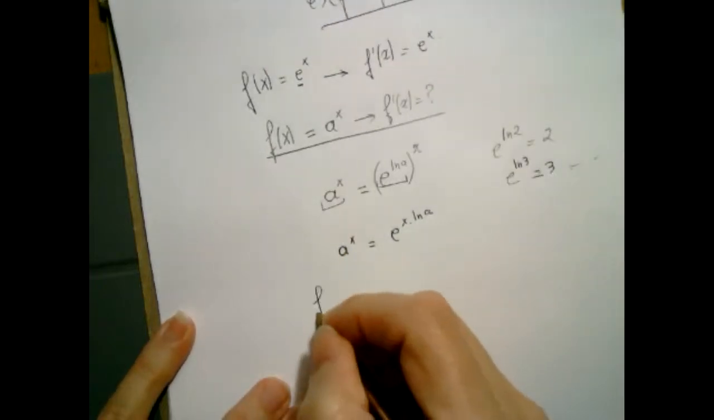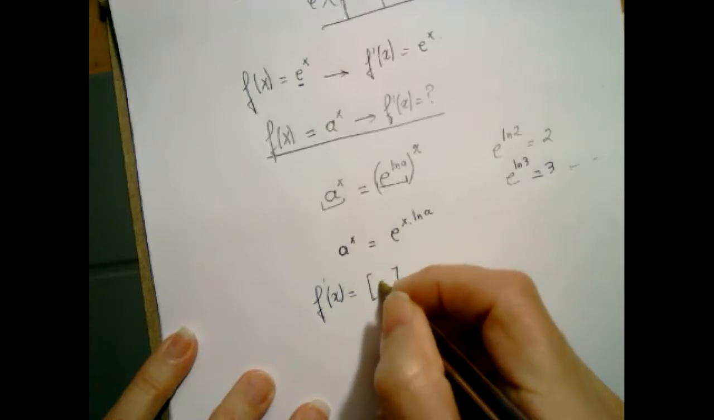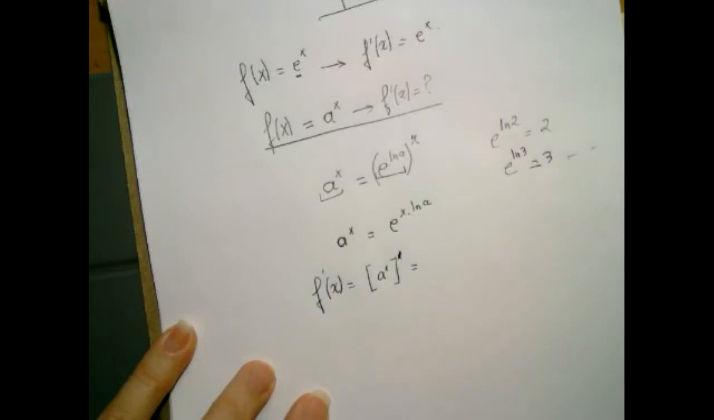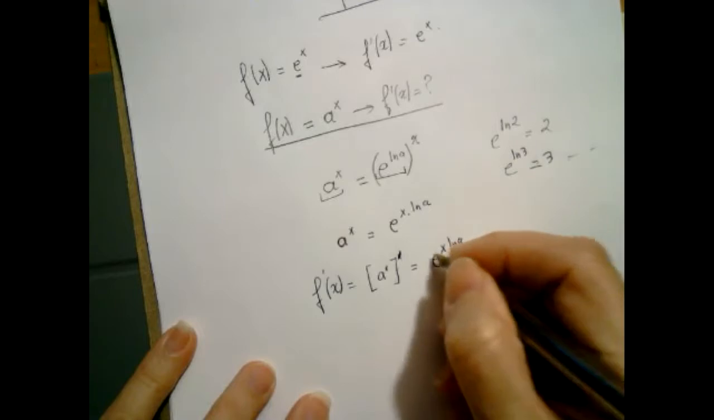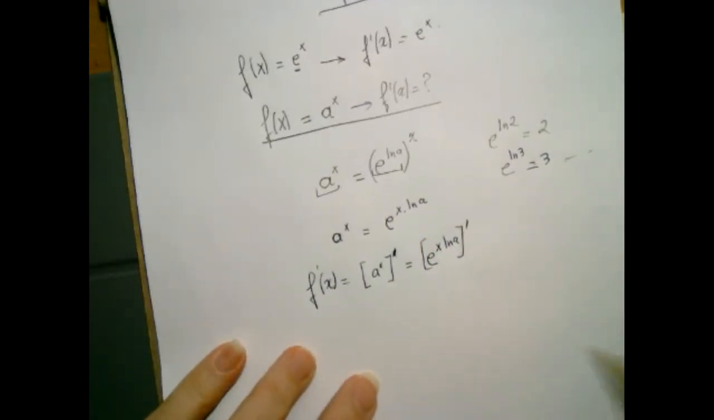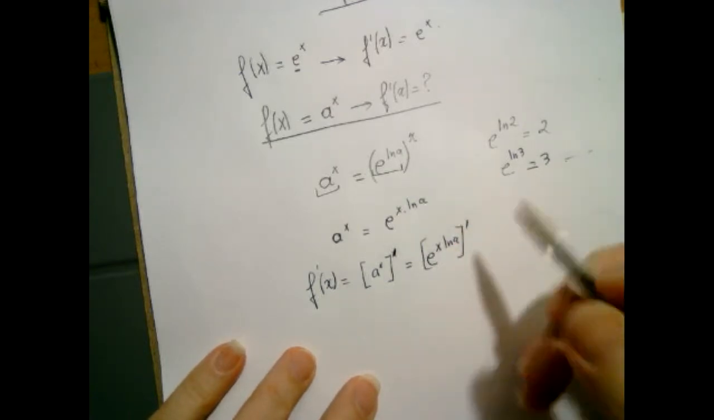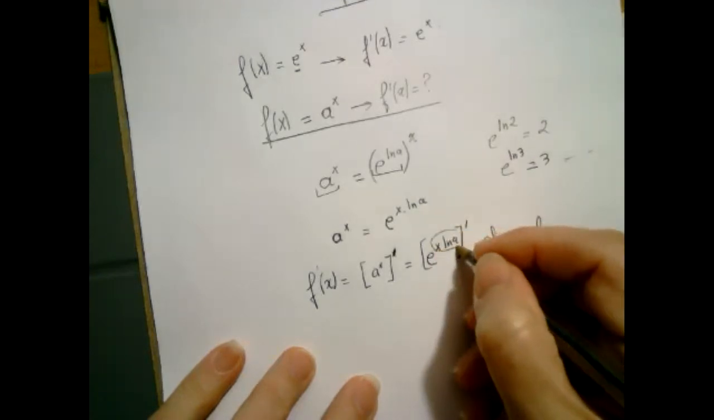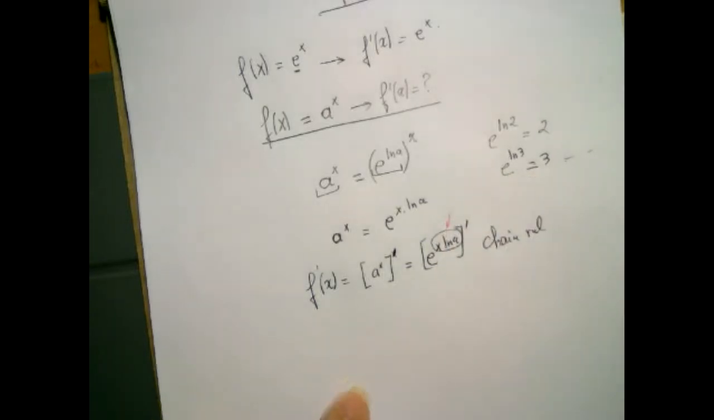So now let's find the derivative. What is f prime? It means what is the derivative of a to the x? That's equal to the derivative of e to the x ln of a. And now the question was the derivative of this function. All right, we're going to use the chain rule. So what's the chain rule? I have an inside function. This piece right here is going to be my inside.